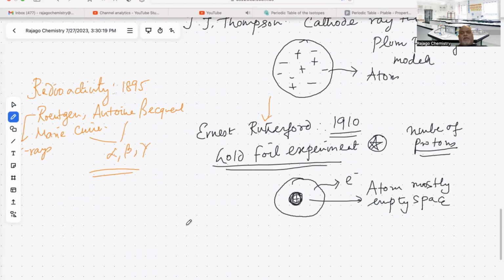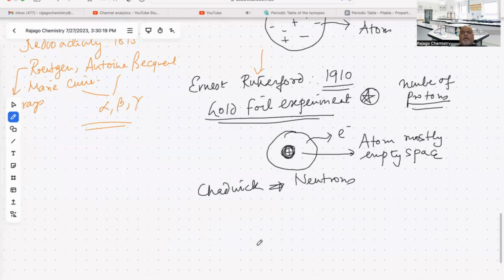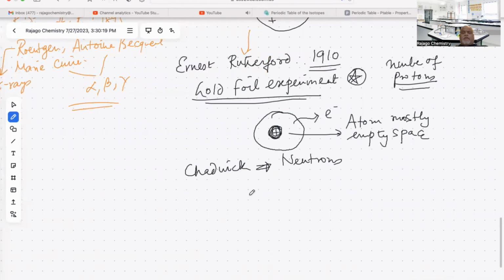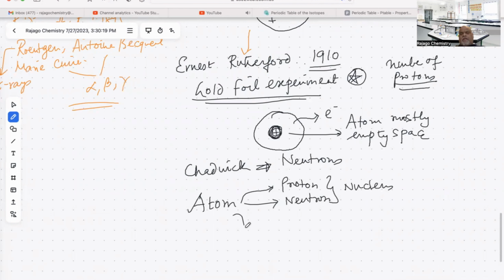And Chadwick, his student, discovered neutrons. And at that point, we have a very clear picture that the atom consists of three important particles. One is the proton, and another one is the neutron. Both of them are inside the nucleus, and the electrons revolve around.